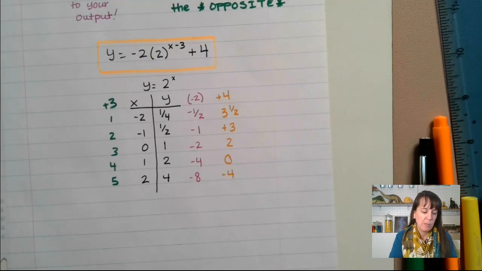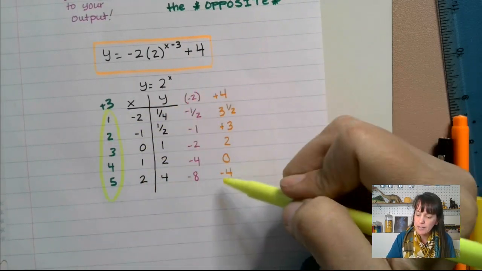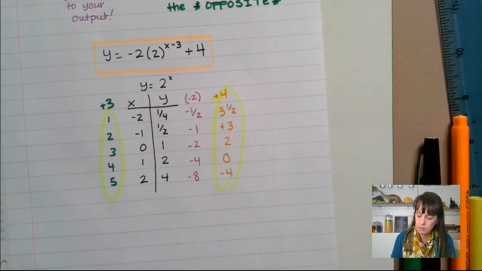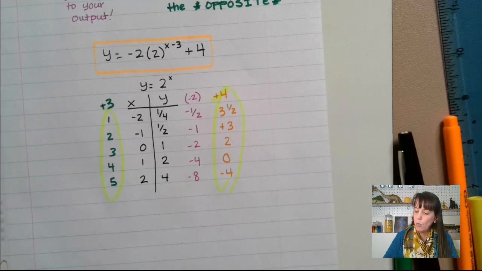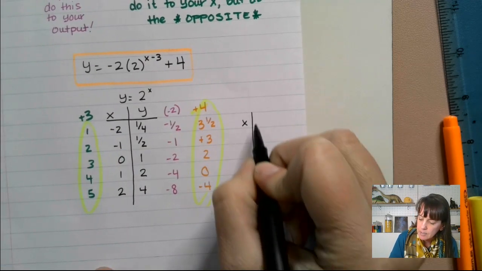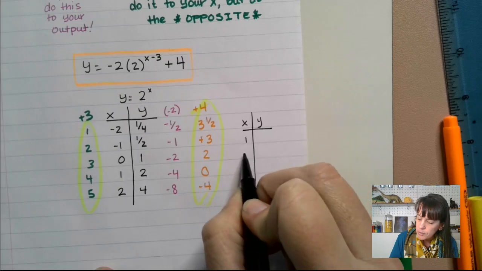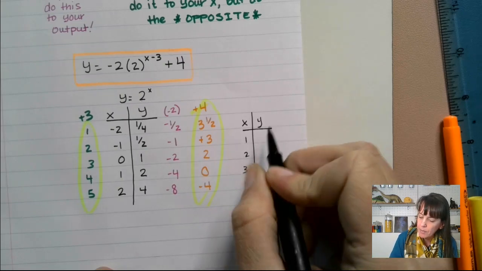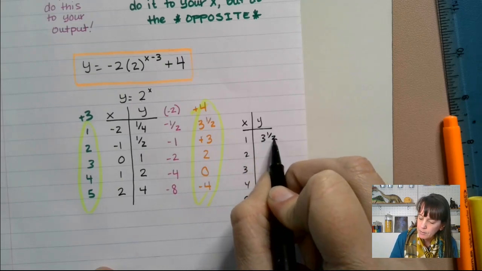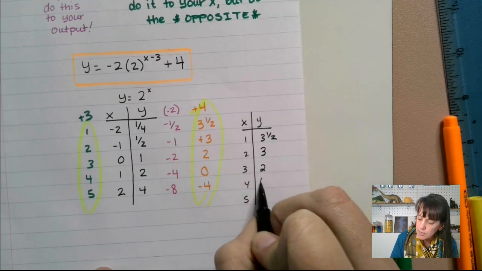Okay, so now what we have here are these guys. I'm just trying to find whatever markers I haven't used yet. We've got this for our x and this for our y. Whoops, not the 4 though. That was just our manipulation. So what we have for our XY chart is 1, 2, 3, 4, 5 for x, and 3.5, 3, 2, 0, -4 for y.